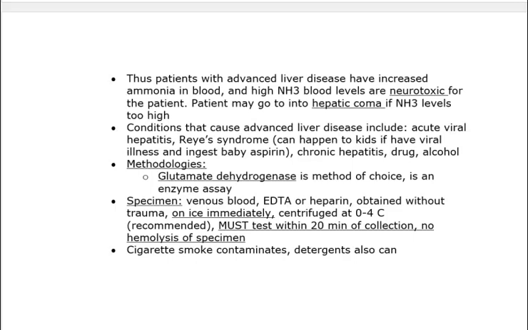For testing methodologies for ammonia, the method of choice is an enzyme assay, glutamate dehydrogenase. The specimen is venous blood, or you can use EDTA or heparin, obtained without trauma, and you want the sample to be put on ice immediately after collection. You want to centrifuge also at refrigerated temperatures between 0 and 4 degrees Celsius. Must test within 20 minutes of collection, and you want no hemolysis of the specimen. Cigarette smoke and detergents can also contaminate the specimen.